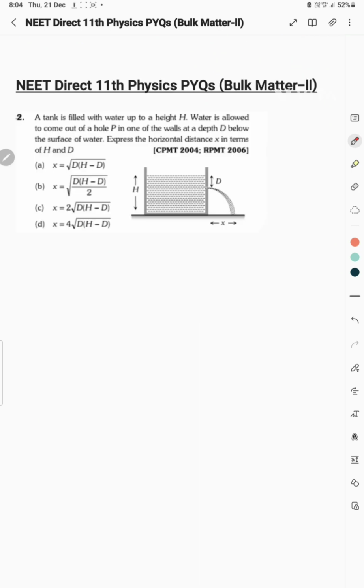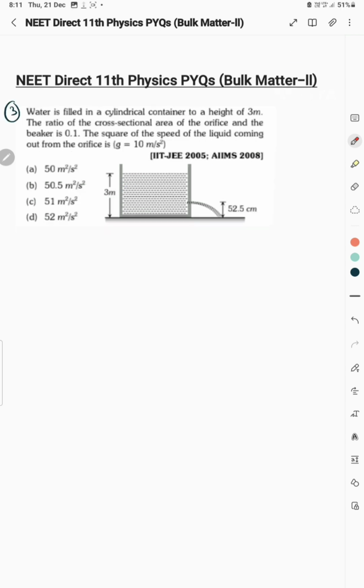All right. It is such a popular formula that you can even memorize this. This formula will help you to solve various other numerical problems, right? Okay, now let's move on to question third. Water is filled in a cylindrical container at height of 3 meters. So this is the height of the container which has water filled.